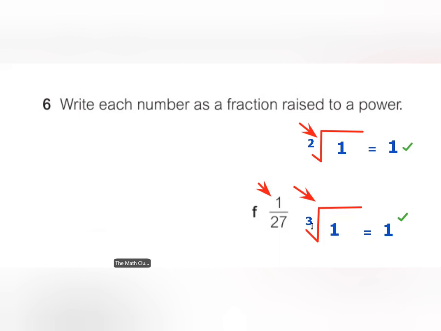And this is the idea of answering a question like this. If you don't understand the steps, go back, watch the video again, follow the steps, and you'll get the idea.